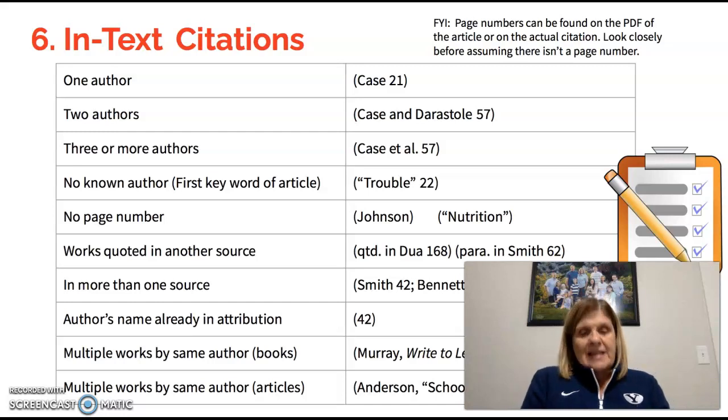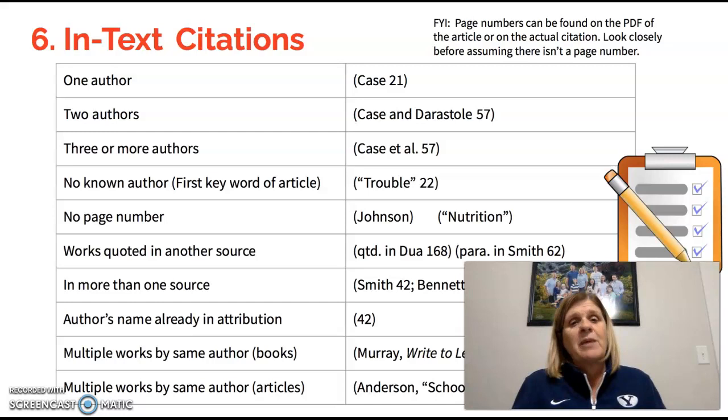So for in-text citations, again, you do not want to unintentionally plagiarize your work. That means your in-text citations have to be done correctly. So depending on what kind of a source you are using, two things determine what you put in your parenthetical notations or in-text citations. Number one, the type of source that you have, and number two, how you refer to the information in the sentence where you use the information.